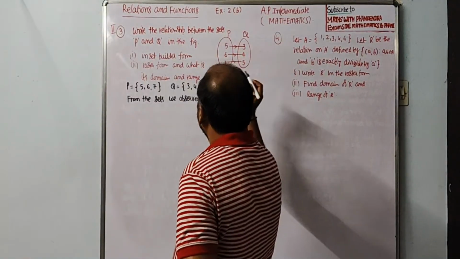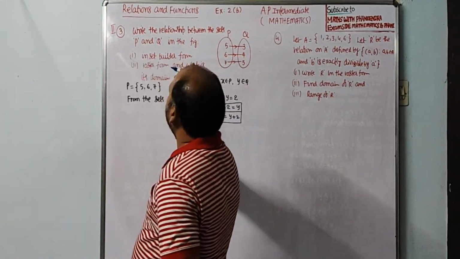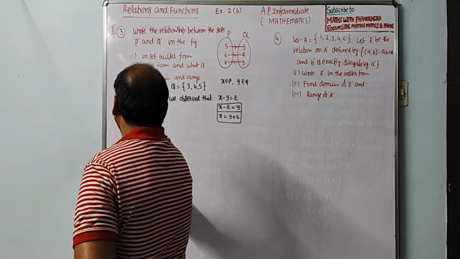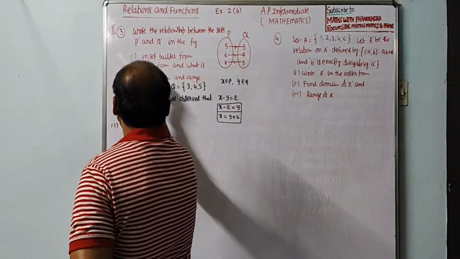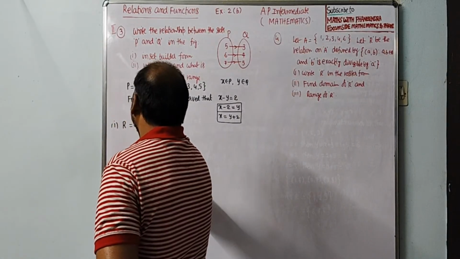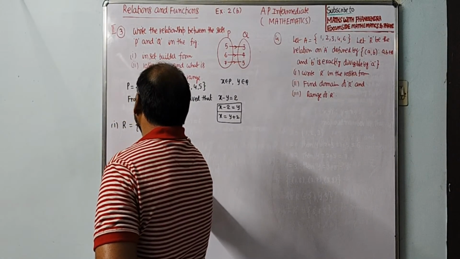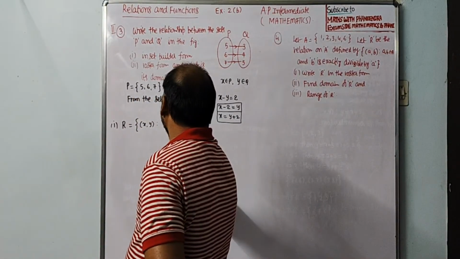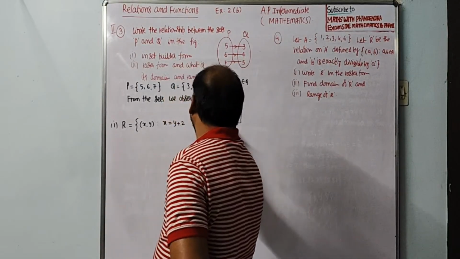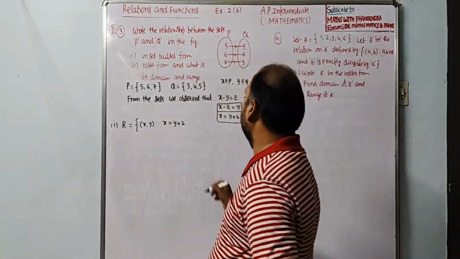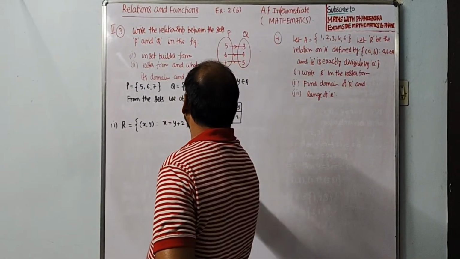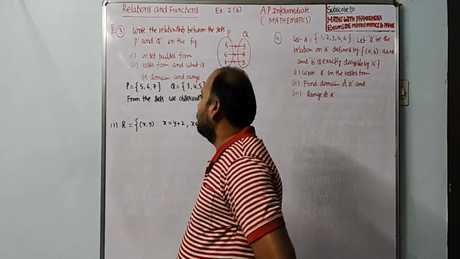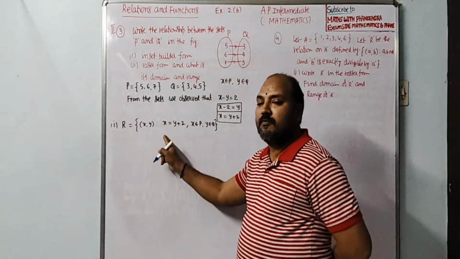X comma Y belongs to. First, in set builder form I am going to write the relation R equal to the set builder form: ordered pair X comma Y such that X is equal to Y plus 2, or X minus 2 equal to Y, where X belongs to P, Y belongs to Q. This is set builder form.